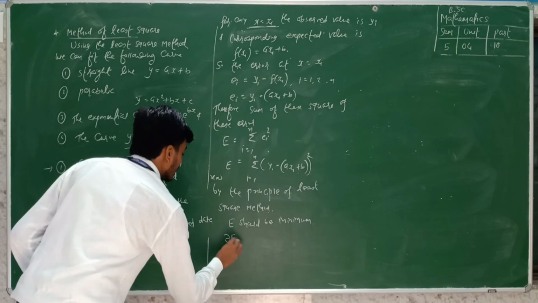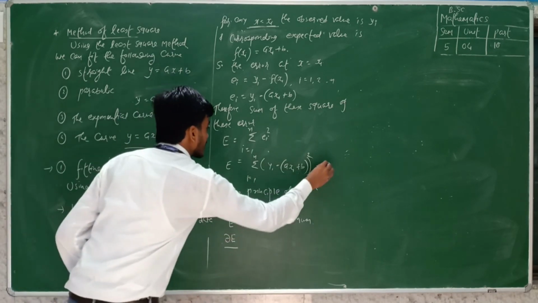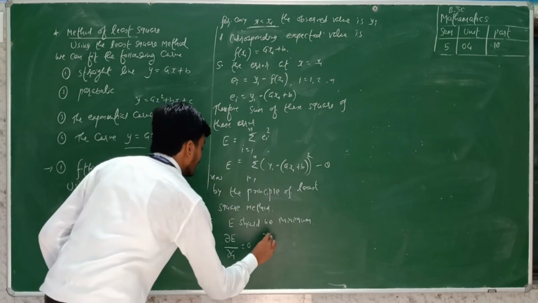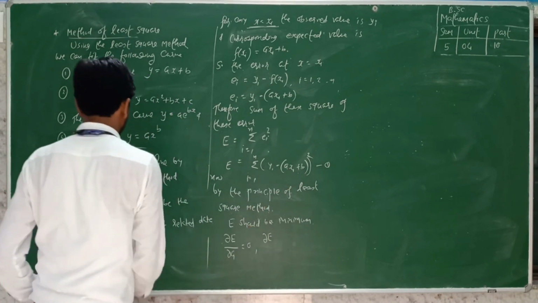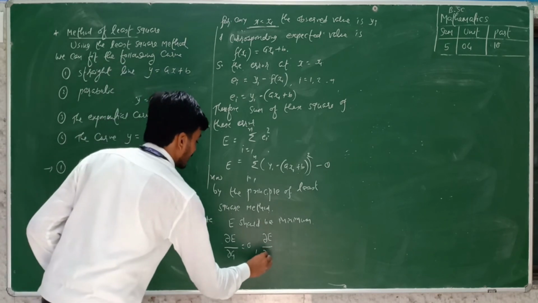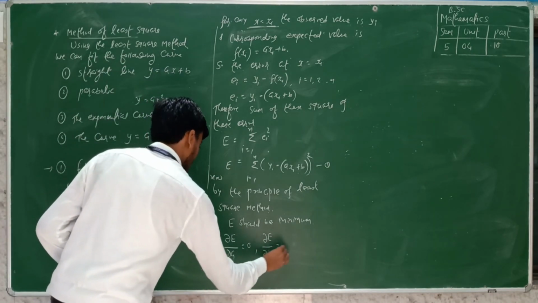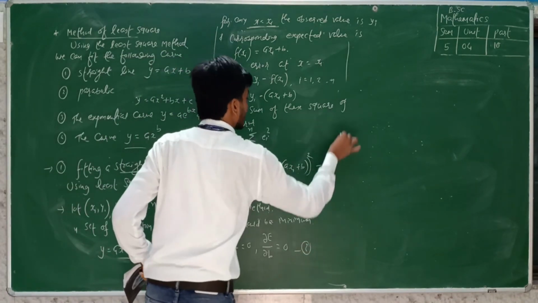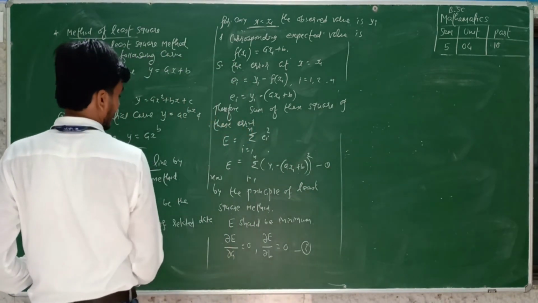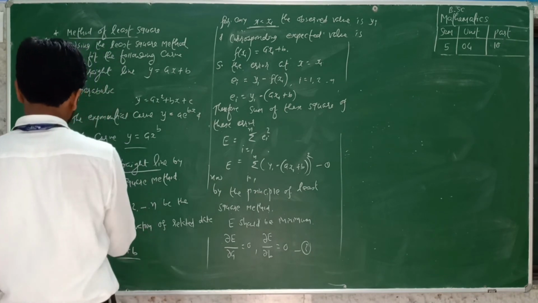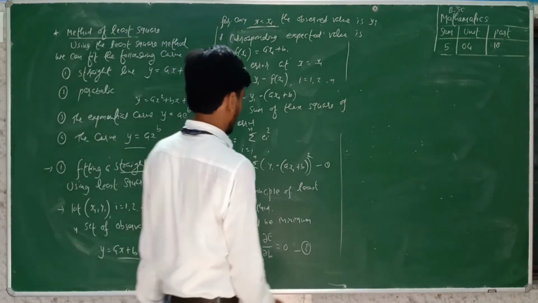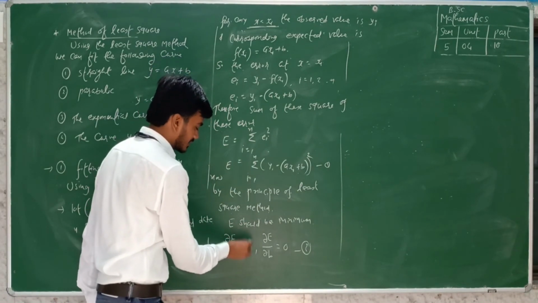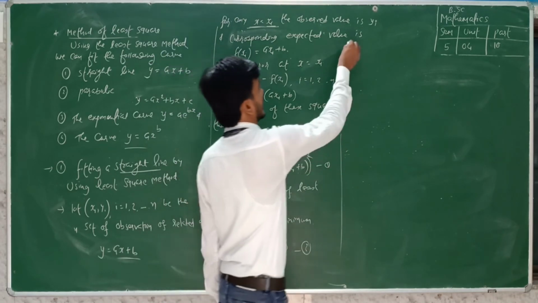Then the partial derivative of this equation, del E upon del A is equal to 0, because A and B are constants, and del E upon del B is equal to 0. This is equation number 2. Del E upon del A is equal to 0 and del E upon del B is equal to 0. Whenever this E is a minimum, errors are 0. Then we can get a best fit curve.